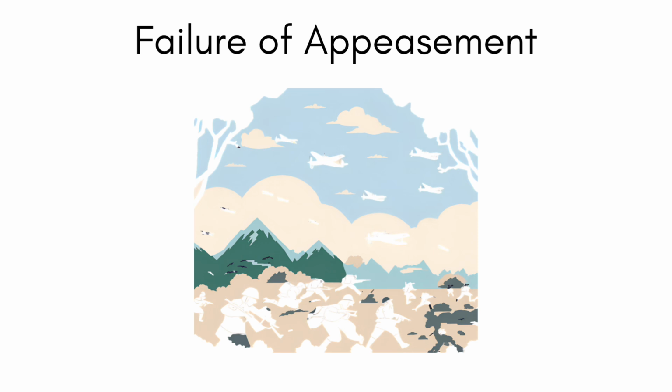The world realized war was inevitable when Germany signed a non-aggression pact with the Soviet Union, secretly planning to divide Poland. Appeasement had only emboldened the Axis powers.